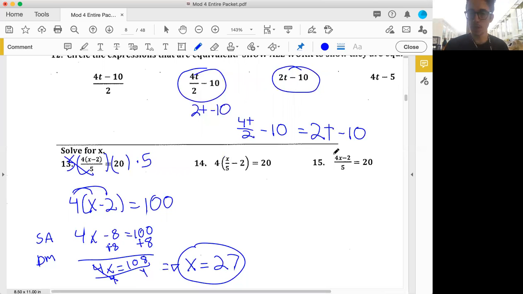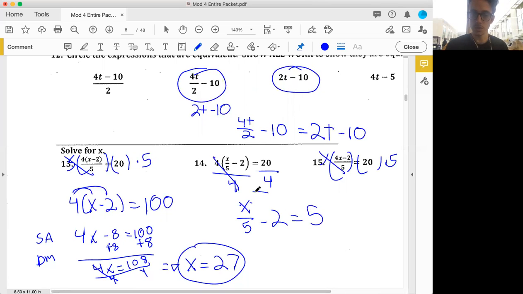Over here, I'll help you out. Multiply both sides by 5. Get your 5's to cancel there. For this, divide everything by 4. And then see if you can solve it like this. X over 5 minus 2 equals 5. See if you can solve that. And then use SADMAP.